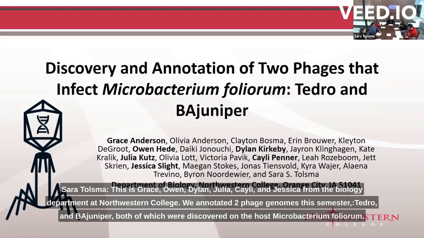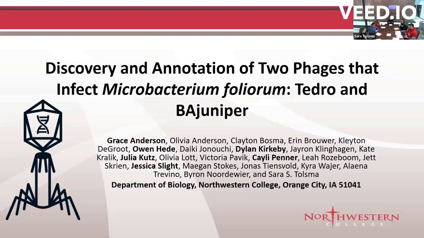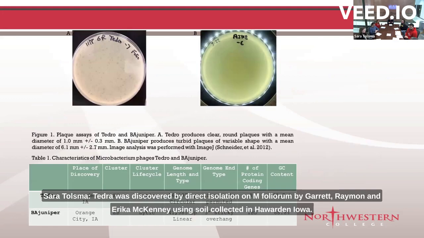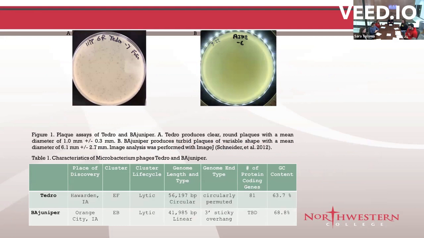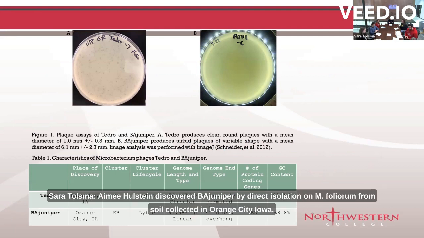We annotated 2 phage genomes this semester, Tedro and BAjuniper, both of which were discovered on the host Microbacterium foliorum. Tedro was discovered by direct isolation on M. foliorum by Garrett Raymond and Erica McKinney using soil collected in Hayward, Iowa. Amy Holstein discovered BAjuniper by direct isolation on M. foliorum from soil collected in Orange City, Iowa.